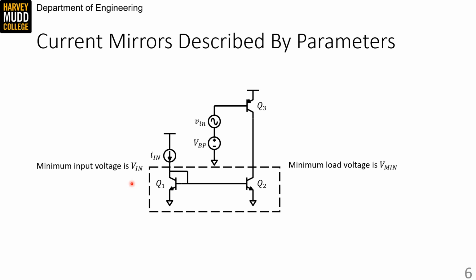And finally, because mirrors are often used as active loads, or even if not, we just want them to behave as close to current sources as we can get, we care about their output resistance. So we calculate the small signal resistance looking into the output wire and call that Rout. And notice that Rout's a small signal parameter, while Vin and Vmin are both large signal parameters. Pause the video and try to find Vin, Vmin, and Rout for this simple current mirror.